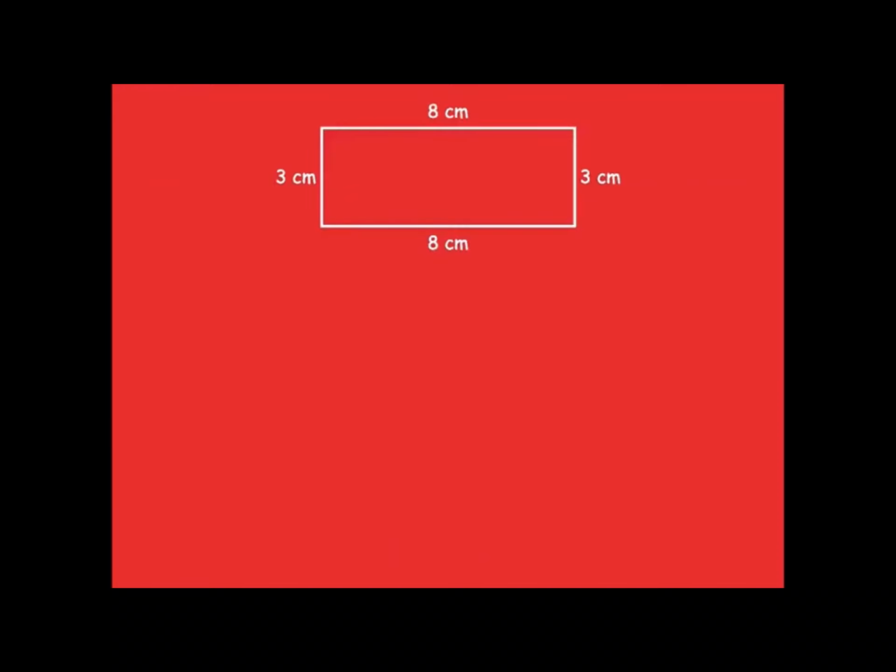So let's check out this one. So here is my rectangle. Okay, all of my side lengths are known in this one. Now, the equation that I have says P, which stands for perimeter, equals 2 times (3 centimeters plus 8 centimeters).